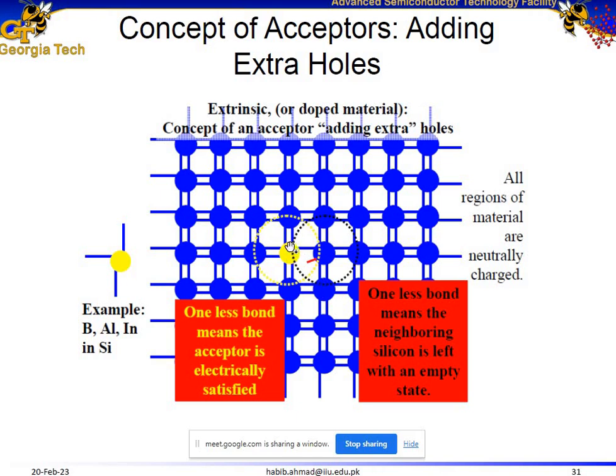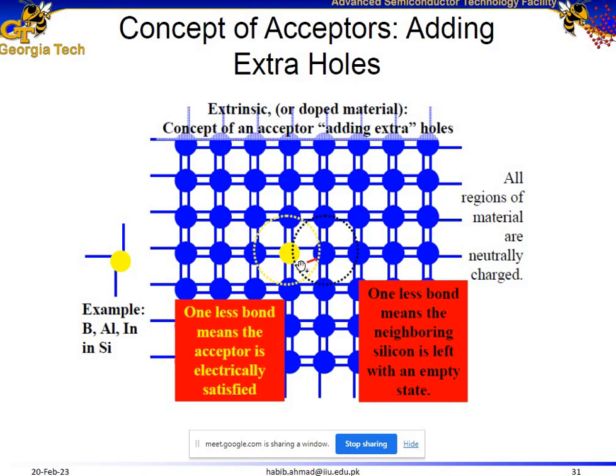So 3 electrons of this boron atom, which is represented by the filled yellow circle, would be shared with the adjacent silicon atoms, but in the fourth direction there would be a missing link, a missing bond, an absence of electron to fulfill the bonding requirement in this direction as well. Whenever we have a missing electron in a crystal, the absence of the electron is called a hole. So over here it is going to introduce a hole. One less bond means the acceptor is electrically satisfied. It would result in an acceptor.